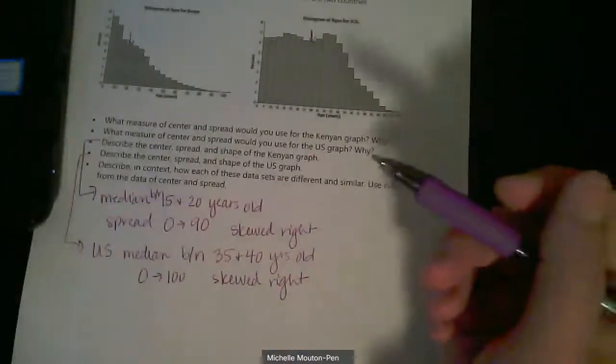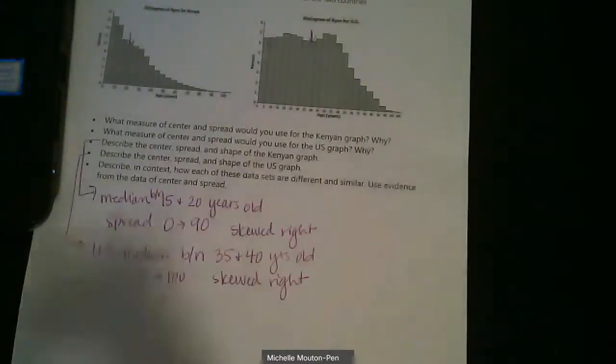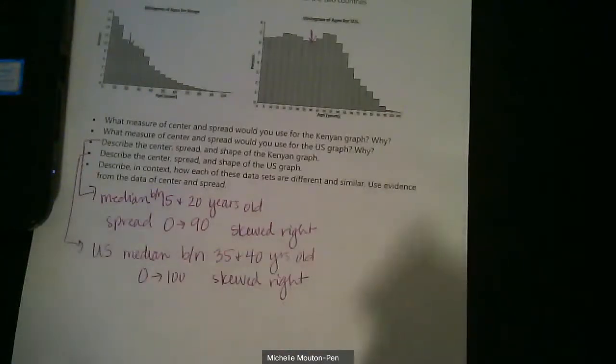So how are they different and how are they similar? Well, they're different in that their medians are very different. Their shape is different in that we're pretty uniform over here in the first part. But they are also alike in that they're both skewed to the right, and they're very similar in their spread. The age range of people in the United States and Kenya is very similar. It's just the percentages in each of those categories that is very different.